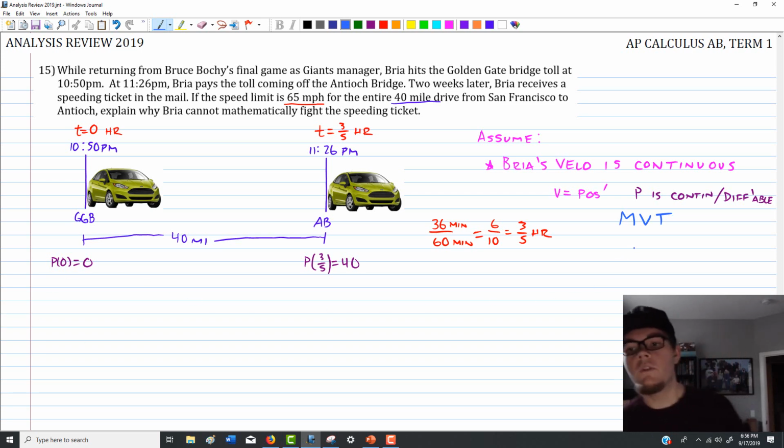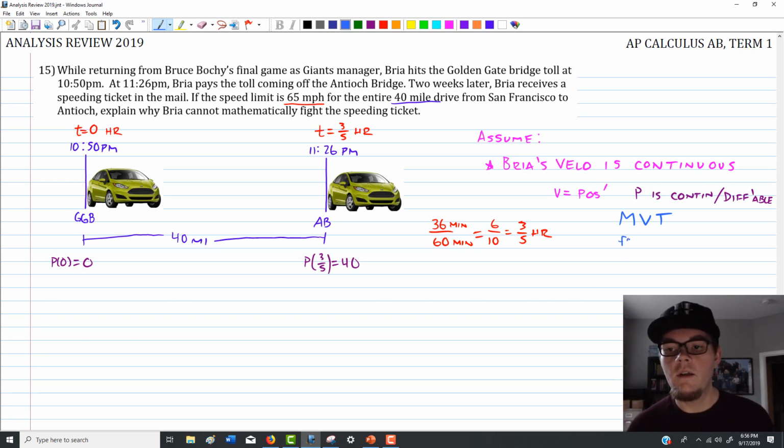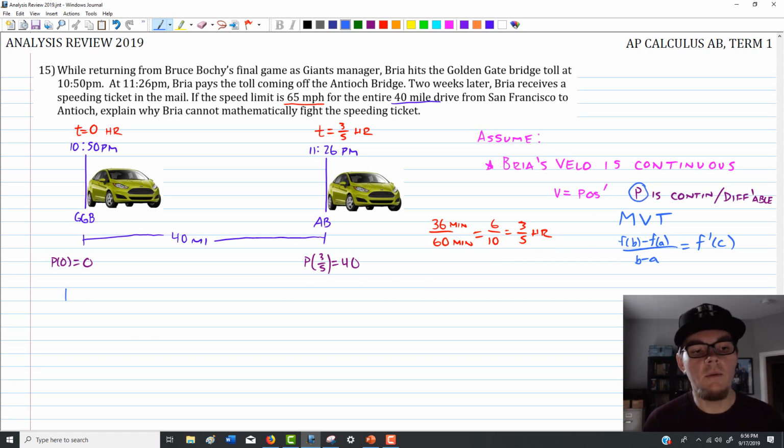So in here, what I'm going to do for the mean value theorem is talk about the average rate of change of f of x being equal to f prime of c. So in our case, we've got to think about our function. We're going to let f be the position function. So in reality, what we want to conclude is something about p of 40, or sorry, I lied, p of 3/5 minus p of 0 all over 3/5 minus 0.